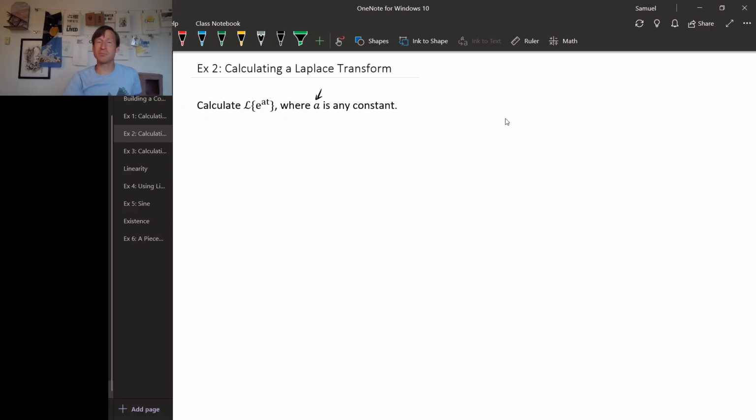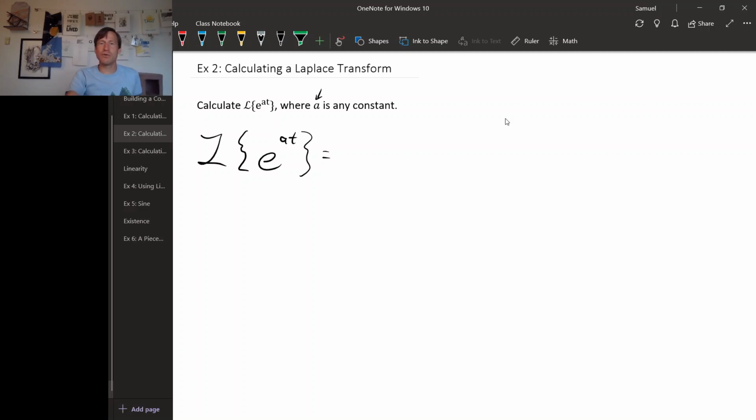Remember, in our last example, we found that the domain of our Laplace transform function was only positive s values. So in principle, the domain of this Laplace transform might depend on what the constant is. So pause the video and try to work it out for yourself. Okay, let's work out the Laplace transform of e to the at.